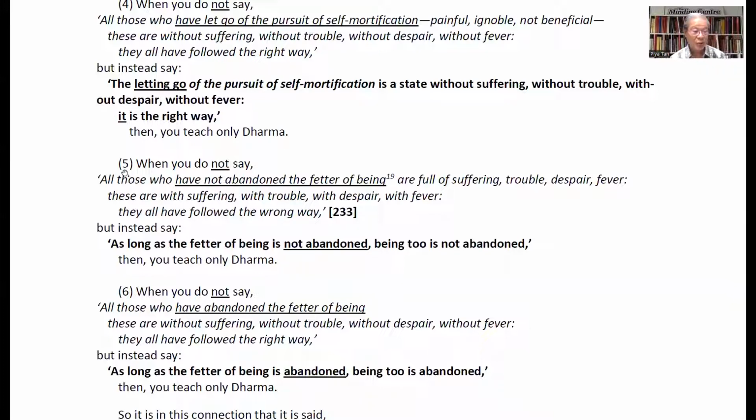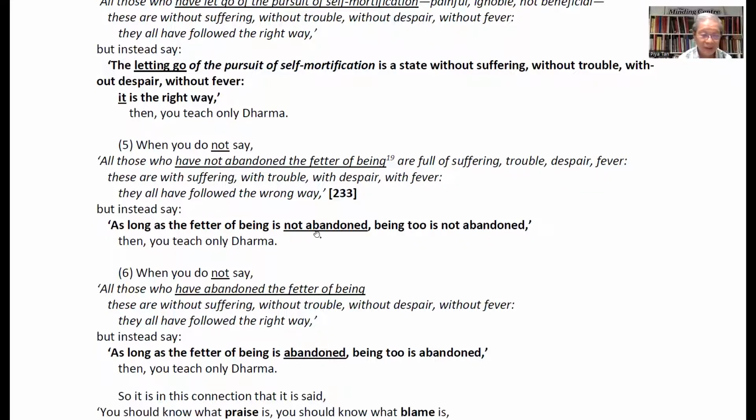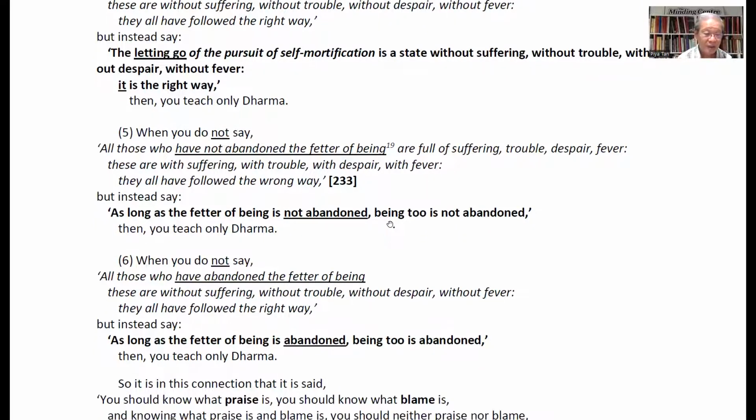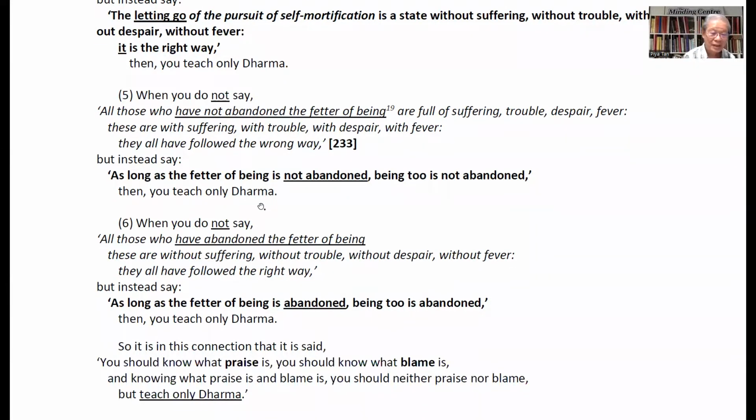Five, you do not say, "All those who have not abandoned the fetter of being are full of suffering, with trouble, with despair, with fever. They all have followed the wrong way." But instead, you say, "As long as the fetter of being is not abandoned, being too is not abandoned," then you teach only Dhamma. All right? So here you talk about the actual situation.